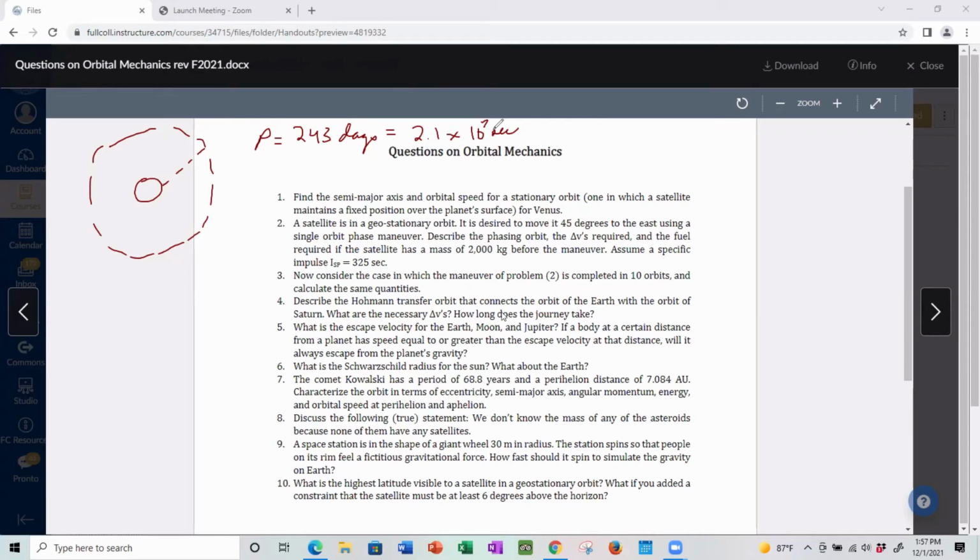period. But remember, Kepler's third law is that the period is equal to 2 pi a to the 3/2 divided by square root of gamma. Gamma, again, is G times the mass of the primary. So gamma for Venus is G times the mass of Venus.